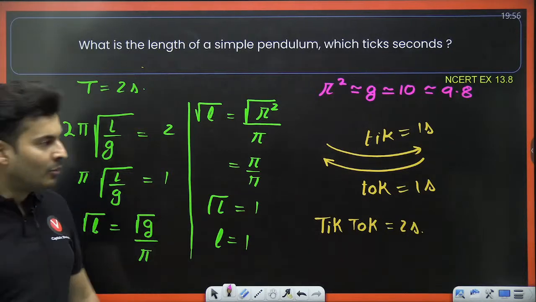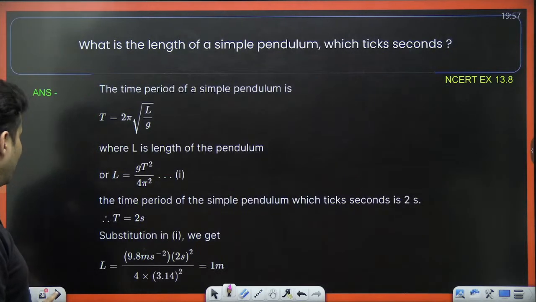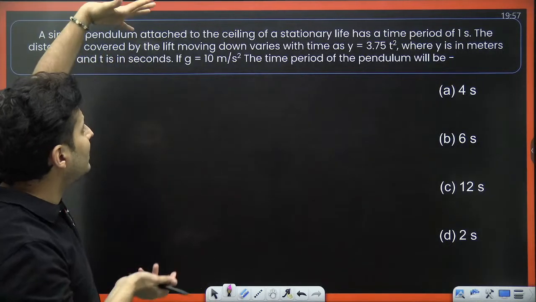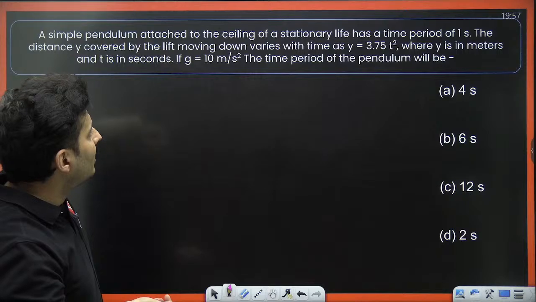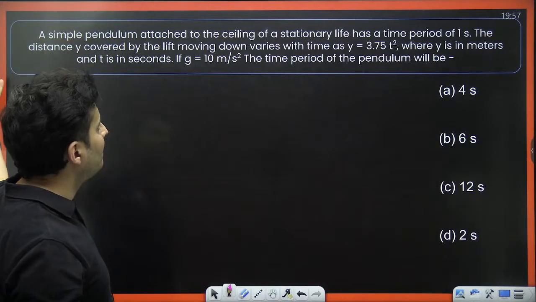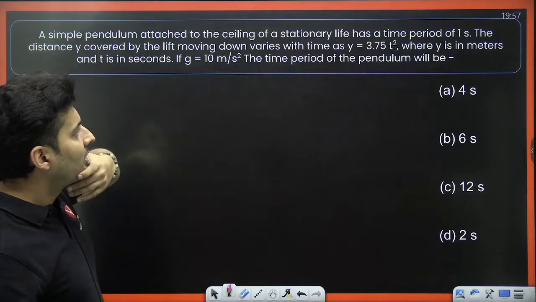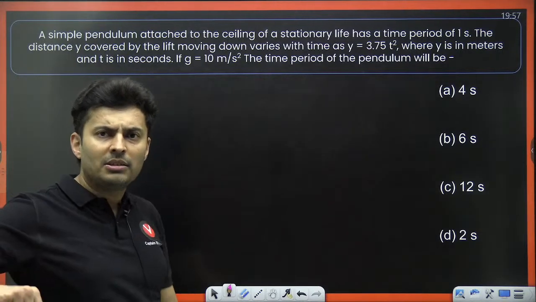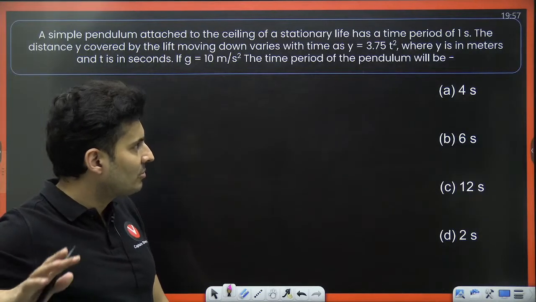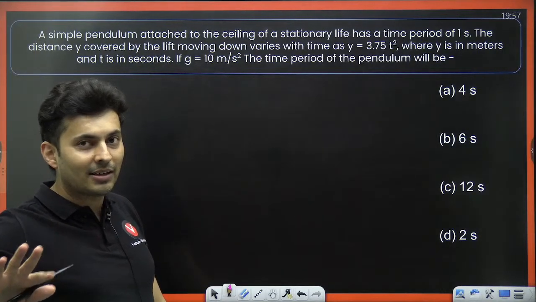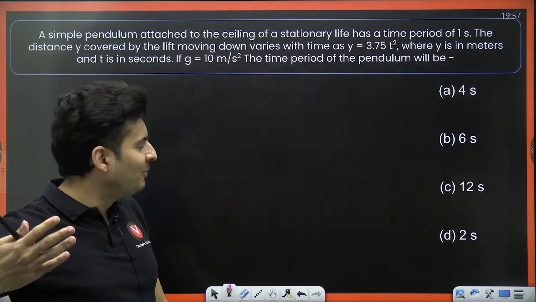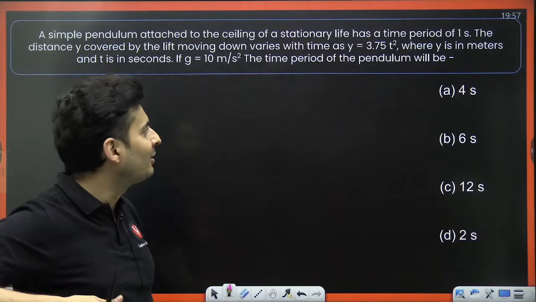Excellent. Moving on to the next one on your screen. A simple pendulum is attached to the ceiling of a stationary lift which has a time period of 1 second. I think it should be lift, no? Some spelling mistake over there. Don't get scared. Some next level thinking it will be.